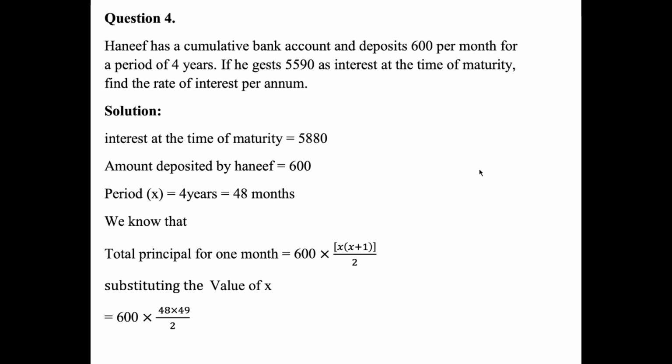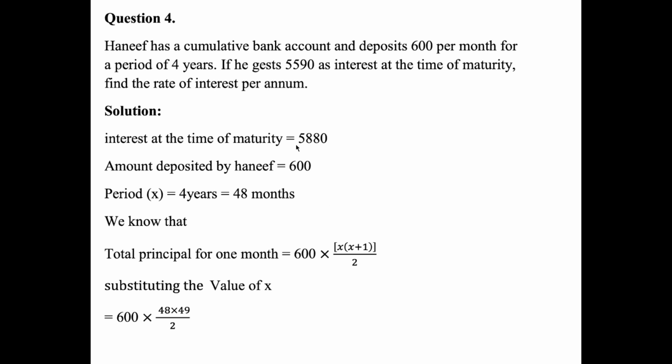So Hanif has a cumulative bank account and deposits rupees 600 per month for a period of 4 years. Here the meaning of the cumulative bank account means money deposited into the bank at a regular interval, maybe per month, maybe per quarter. Okay. If he gets 5,590 as interest at the time of maturity, find the rate of interest per annum. That is the question. So how to solve it?